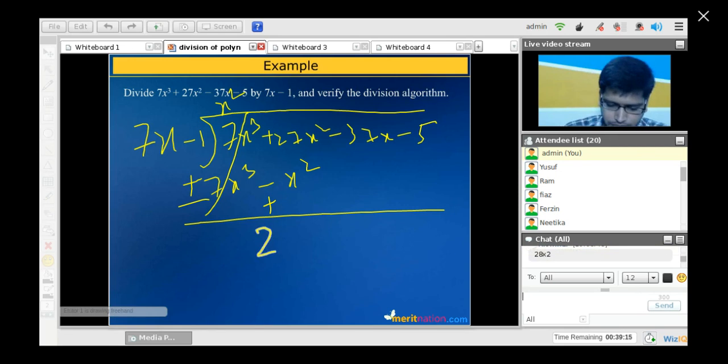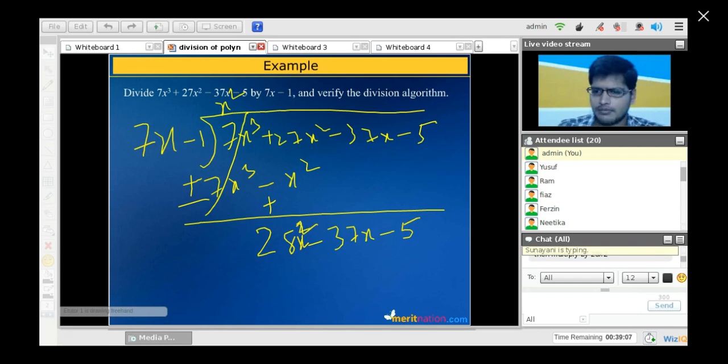28x square minus 37x plus minus 5. What next? 28x square, this is. And then multiply by 28x square. Who told you this, Akshat? Multiply by 28x square. Are you sure? Yes. That's why I'm expecting answers from each and every one of you. Actually, again, you are making a mistake. Fahad, you are also making a mistake. It's not 4x square.